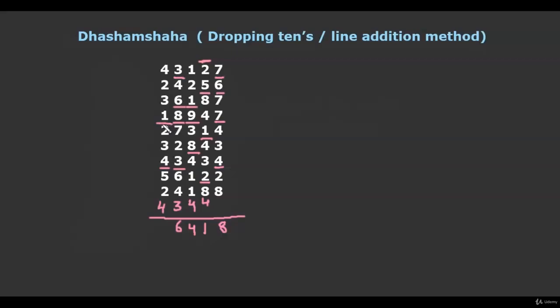Drop 10 over here and no carry. 1 plus 3 is 4. 4 plus 2 is 6. 6 plus 4 is 10. So no remainder. This is 0. 3 10s are there. So we have to write 3 over here.